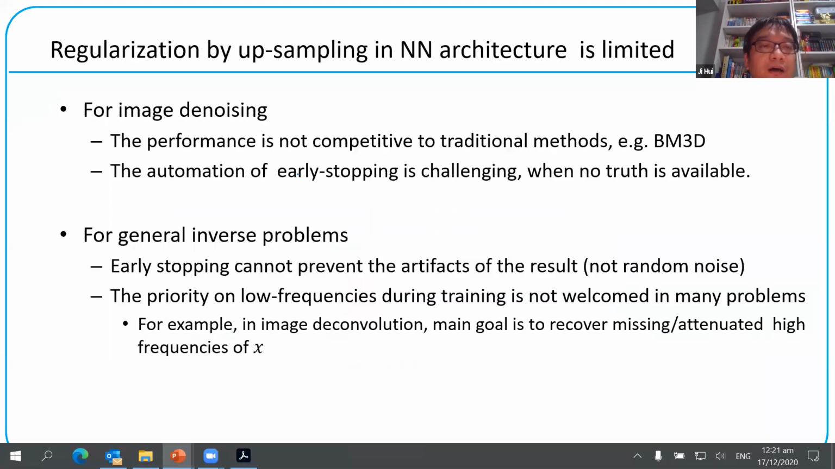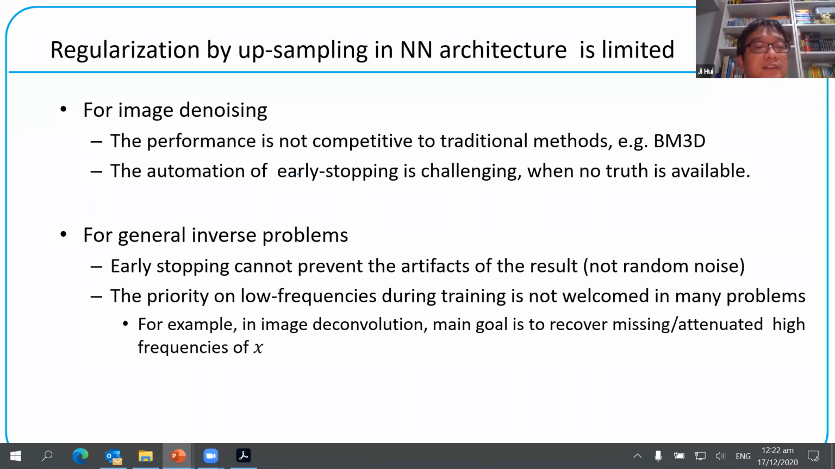Okay, so of course, this deep image prior does not solve the problem. First, even for image denoising, the performance is actually not competitive. It cannot even beat the traditional well-established BM3D method, a very famous non-local method. And actually, early stopping is easy in classification, right? You have the validation data, you can check when to stop. But if you do the unsupervised way for image denoising, you don't have ground truth. So when to stop, okay? You have to stop right before the noise appears, but when to stop is a challenge, especially if you want to automate such a process.